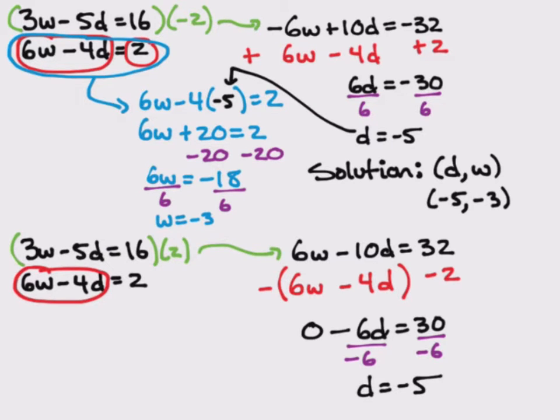And of course, you end up with the same d value and therefore the same w value and the same solution. But in general, I would multiply the equation by whatever you need to so that you can add in the future, because when you have to subtract, you might make a mistake.